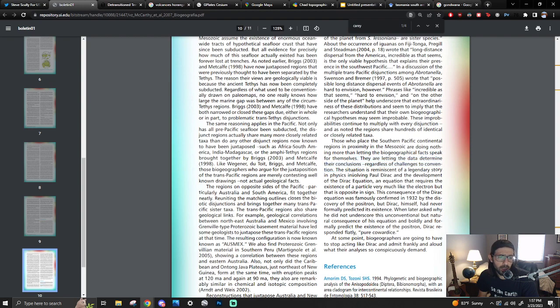The situation is reminiscent of a legendary story of the Dirac equation in physics involving Paul Dirac and the development of the Dirac equation, an equation that requires the existence of a particle very much like the electron, but that is opposite in sign. This consequence of the Dirac equation was famously confirmed in 1932 by the discovery of the positron, but Dirac himself had never formally predicted its existence. When later asked why he did not underscore this unconventional but natural consequence of his equation and boldly and formally predict the existence of the positron, Dirac responded flatly, "Pure cowardice."